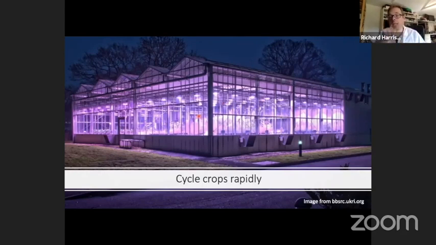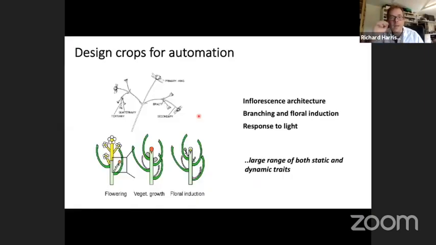And so the rate of genetic gain per unit time using rapid cycling or speed breeding can really help us move very quickly. Rather than taking thousands of years, we could probably do it in tens of years or even less, pulling together our knowledge of the genetic architecture, genomic selection, and speed breeding. And so I think this is where we are currently at now, in terms of being able to design crops for automation.